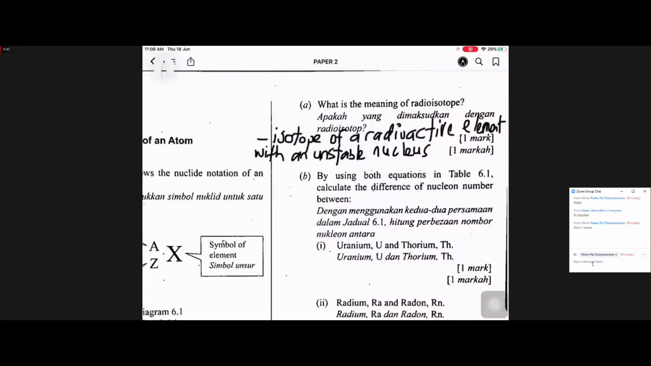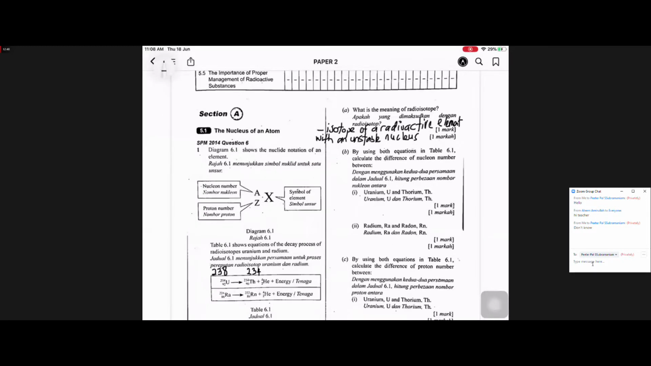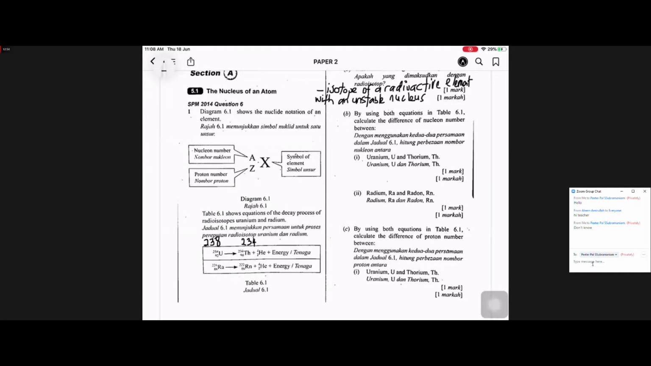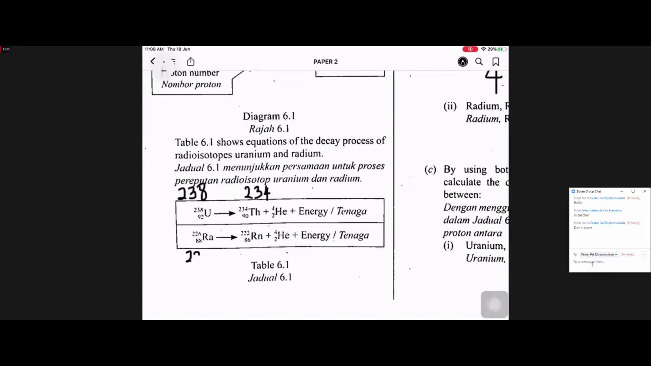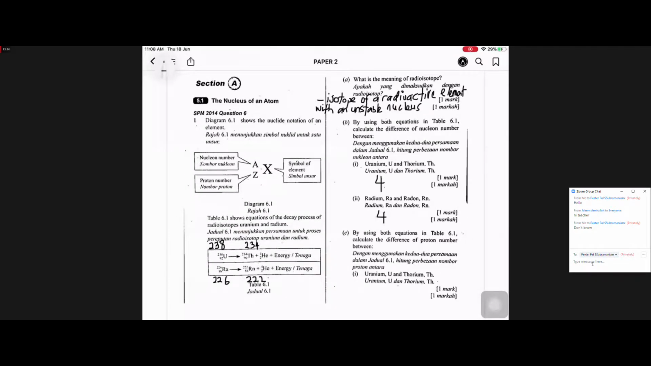By using both equations in table 6.1, calculate the difference of nucleon number between uranium and thorium. Just as I told you, uranium 238, thorium 234. So the nucleon number difference will be 4. Radium and radon. Radium is 226, radon is 222. So what is the difference? Again 4.